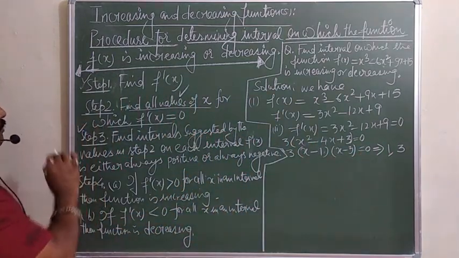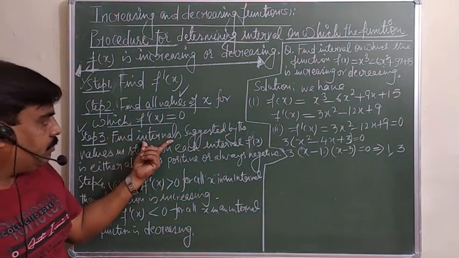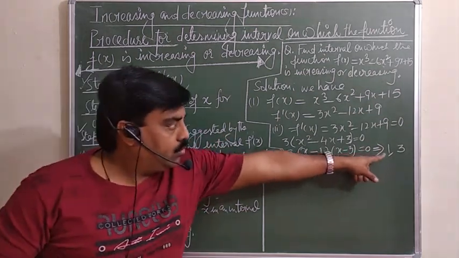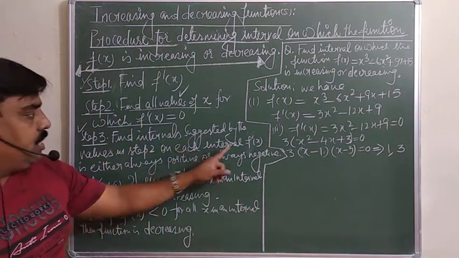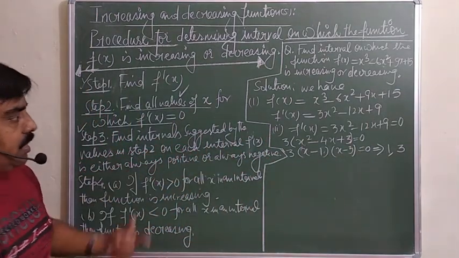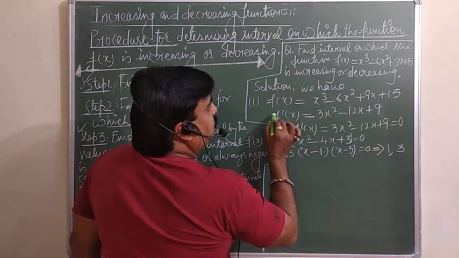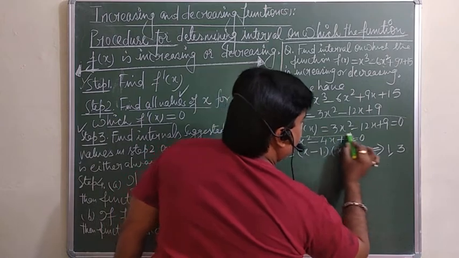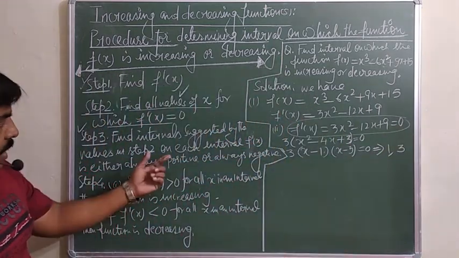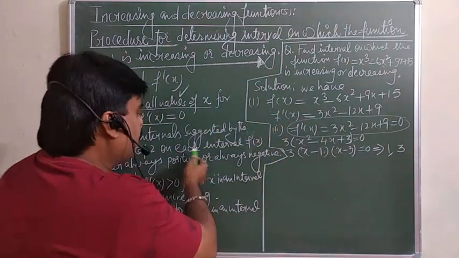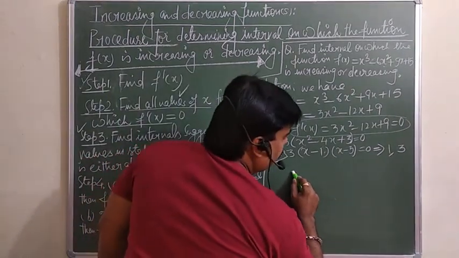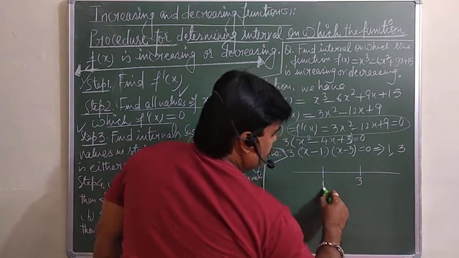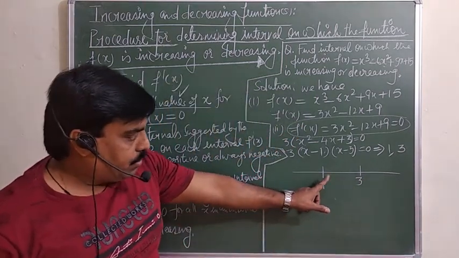Now the third step is very important. You have to find the intervals suggested by the values in step 2. Step 2 में जो हमारी values आएंगी, you are supposed to make the intervals. On each interval, f'(x) is either always increasing or decreasing. जो भी value आएंगी, you have to check this f'(x). Now interval कैसे निकालेंगे? How can you find out the interval? Interval निकालने का method is, you take 1 and 3. Just write the numbers 1 and 3.